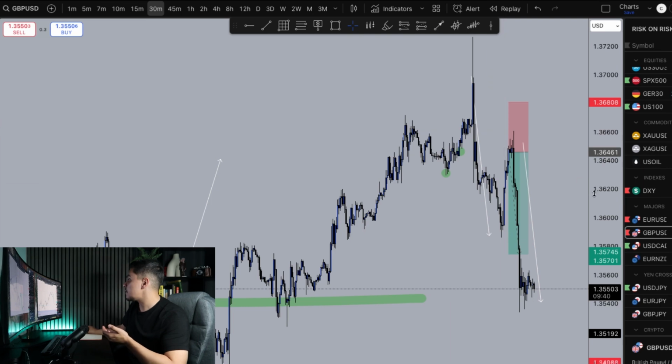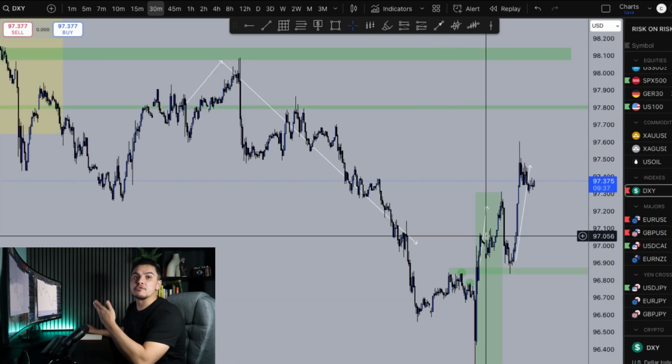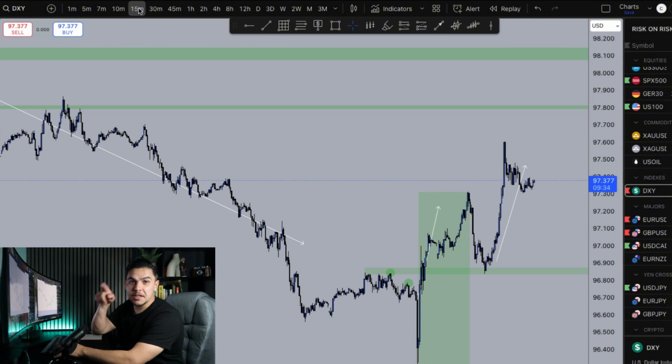So guess what happens to the dollar? The dollar then has this recovery back to the upside. I'll actually try and insert it here as well.